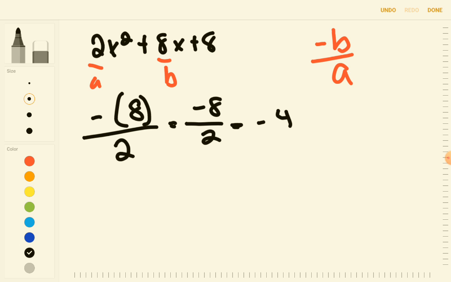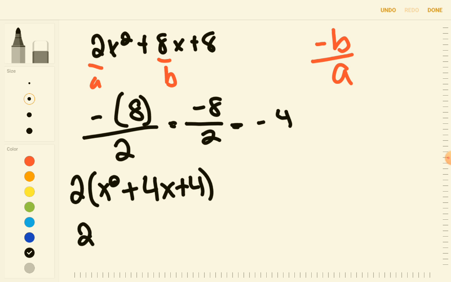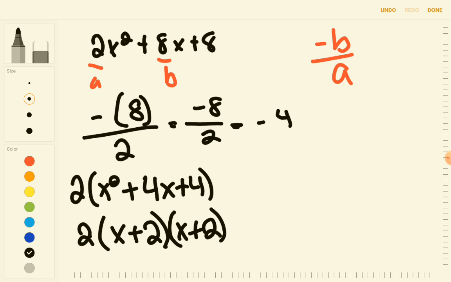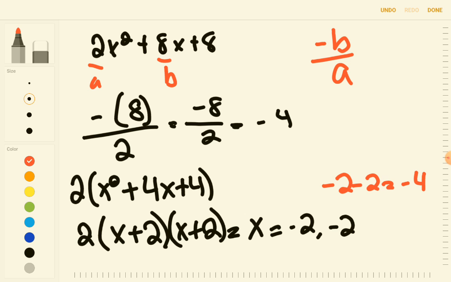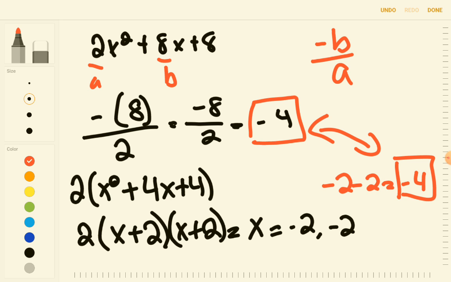And then to factor, we would take out a 2, x squared plus 4x plus 4. This would just be x plus 2 times x plus 2. And we would get x equals negative 2 comma negative 2. And if we add those two together, we get negative 4. And that value and this value are the exact same.